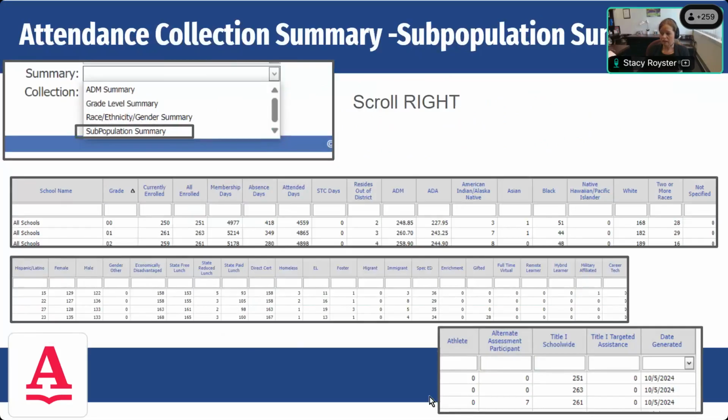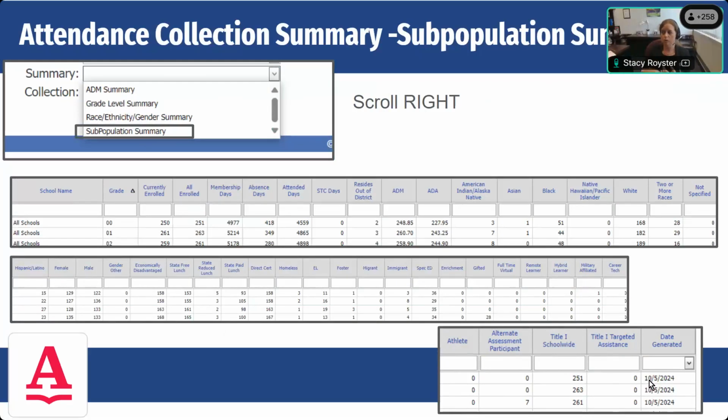How many athletes have been marked for your school that we are seeing inside of AIM? Everybody who always says, hey, we have an issue, Dragonfly is not seeing our athletes. If we're seeing them here, if you're seeing numbers here, they're being sent to Dragonfly. How many were alternate assessment participants? How many of your students in a Title I school, school-wide or targeted assistance, have been marked? And again, the date that this was generated.